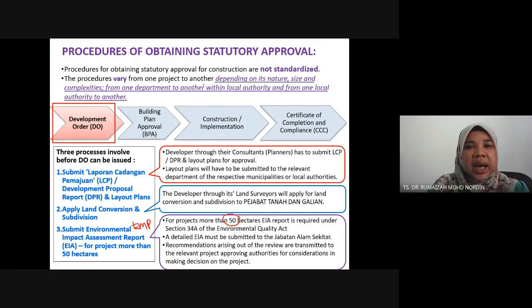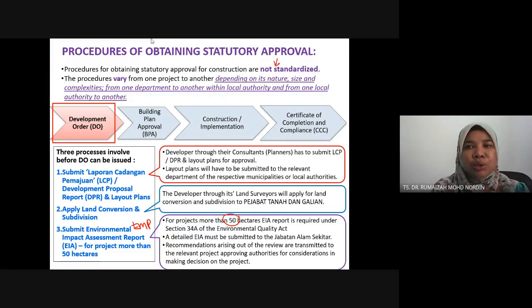Here I do mention that the approval is not standardized. It's not that the process is not standardized, but to a certain extent, the requirements from different departments vary. Between different local authorities it differs, between different departments it differs, and different projects also cause the requirements to differ. So don't be surprised.